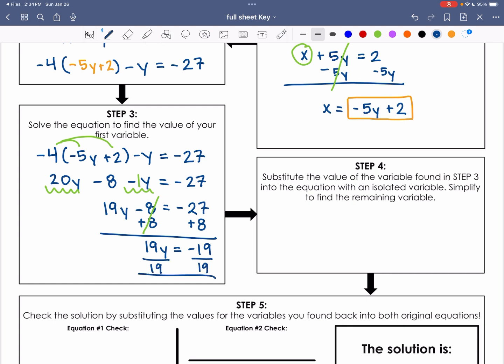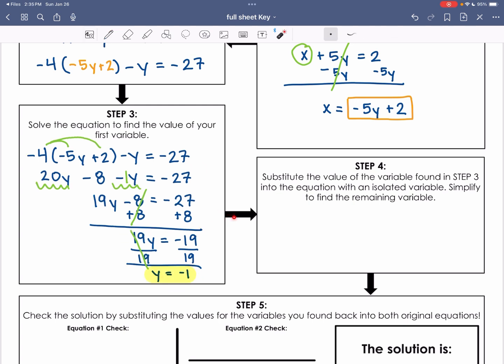All right, so it looks like in the end, I am going to get that y equals negative 1. So now that we know that y equals negative 1, we are moving forward with our solving process. And step 4 says substitute the value that we just found, so that y equals negative 1, into the equation with an isolated variable, which is this x equals negative 5y plus 2. So go ahead and find your expression for the isolated variable and copy it back down. And then we will substitute y equals negative 1, and that will tell us what x is.